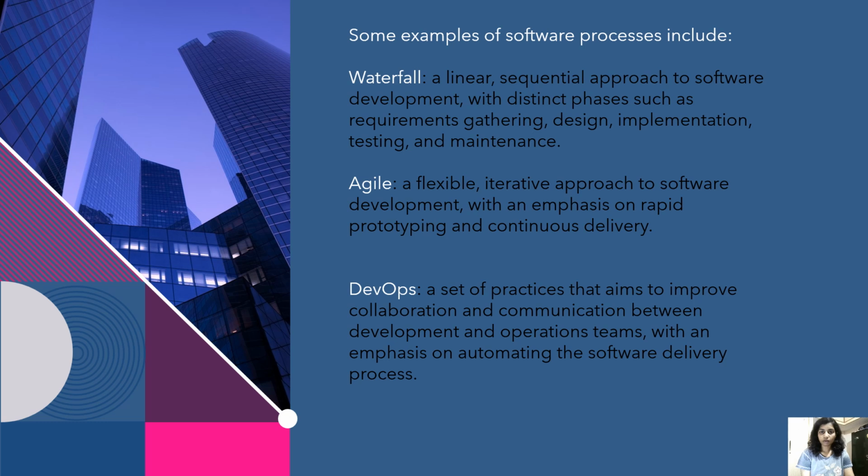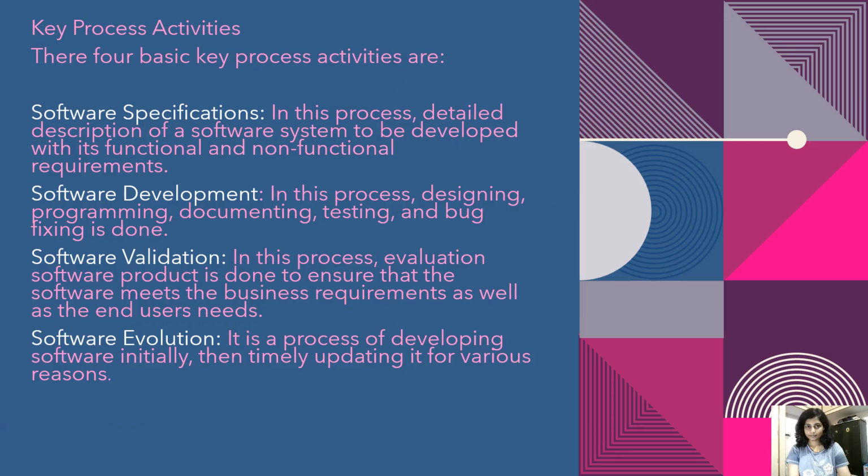A few examples of software processes are waterfall, agile, and DevOps model. Waterfall is a linear approach and it has different phases such as gathering, designing, implementation, testing, and maintenance. Agile is a flexible and iterative approach. It mainly emphasizes rapid prototyping and continuous delivery. DevOps is a set of practices that aims to improve the collaboration and communication between development and operation teams, with an emphasis on automating the software delivery processes.